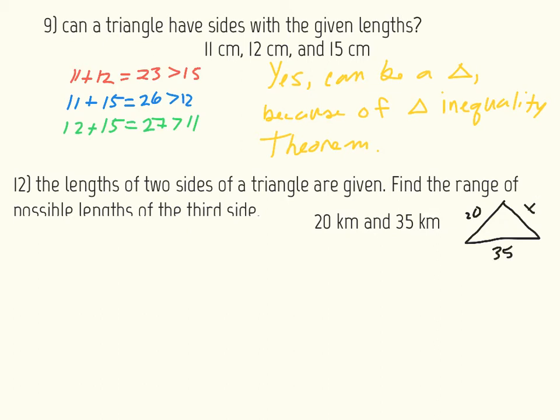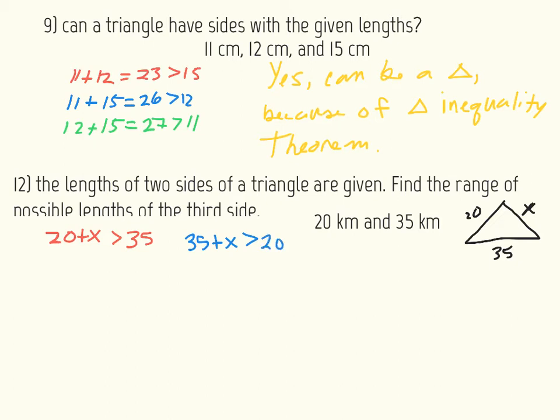Then we don't know the third side. We want to find that third side. So in order to do that, we need to do like we did on number 9 and organize them in 3 different inequalities. So the first one, we would have 20 plus x is greater than 35, because that has to be true. So then the next one, we would have 35 plus x has to be greater than 20.